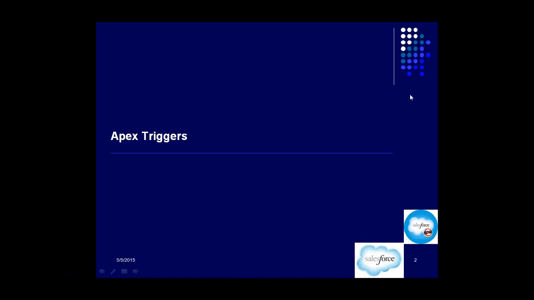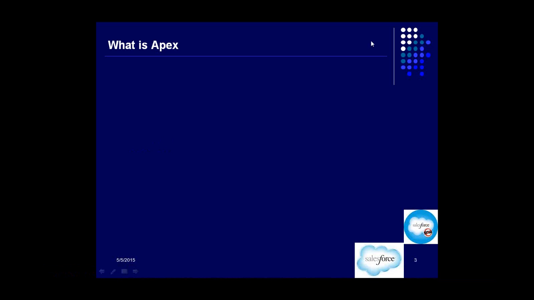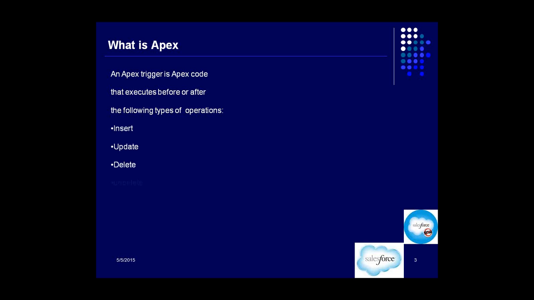Yes, please. Okay. So we start talking about Apex trigger. Let's first of all understand what is an Apex trigger. An Apex trigger is Apex code that executes before or after the following types of operations. So it's just a piece of code which can be executed before or after the following operations. Which operations? All the DML operations: insert, update, delete, undelete.